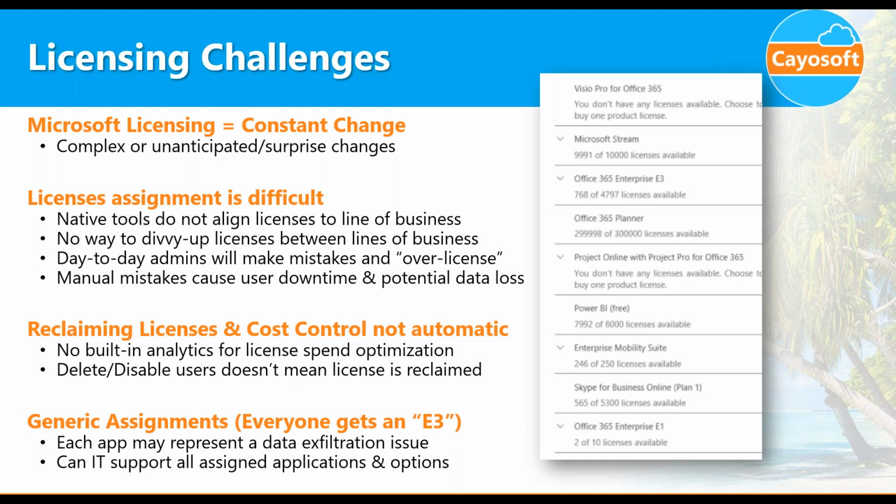So they just buy E5s and give them to everybody, or they just buy E3s and give them to everyone. Occasionally we'll see people who will buy a bunch of E1s and then wait till people ask for additional components. But honestly, it's more likely we see them buy an E3 license, which includes Office and email, rather than just the E1s.